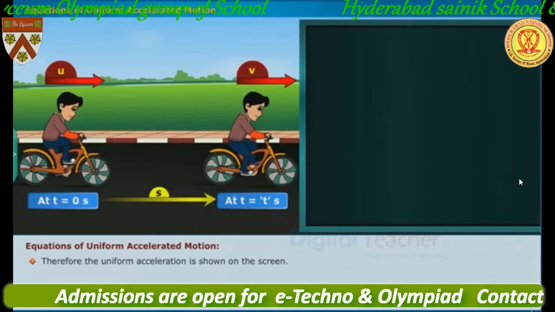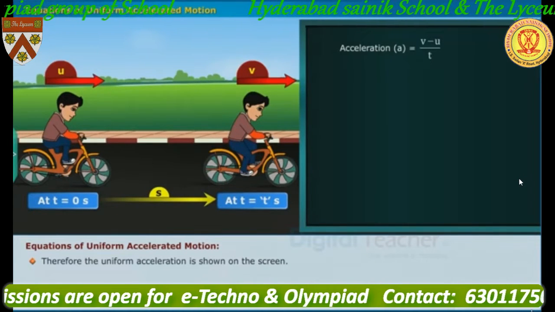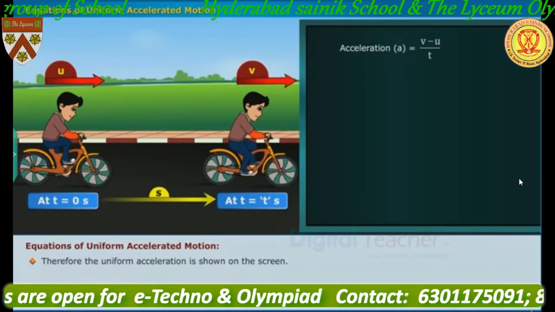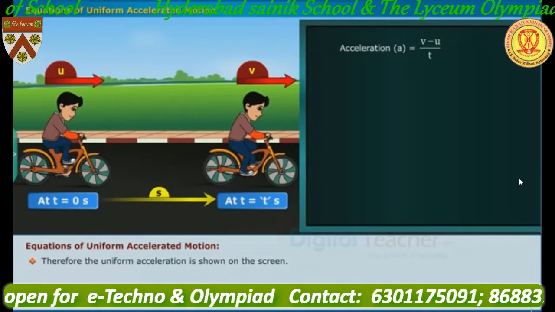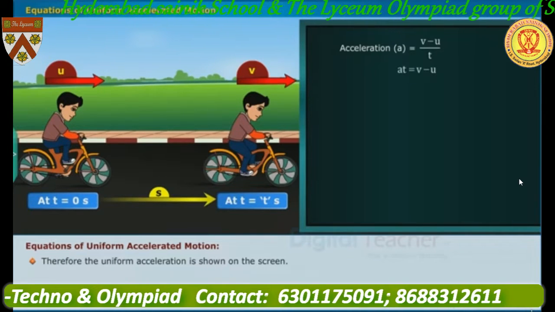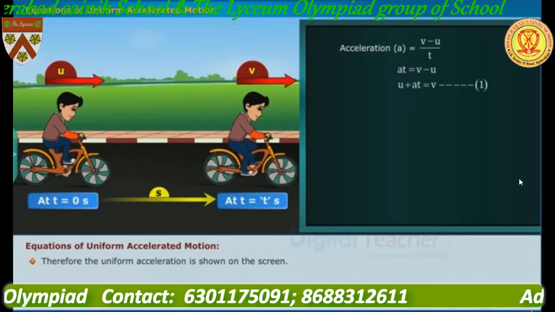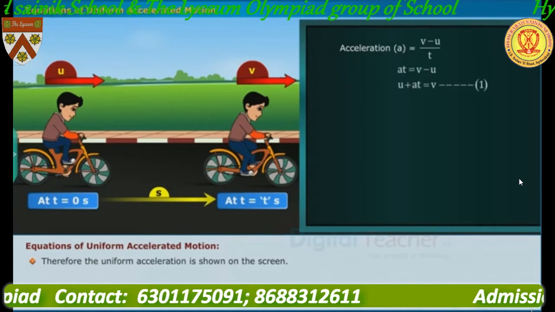Therefore, the uniform acceleration is shown on the screen. Acceleration a is equal to v minus u by t. Then a into t is equal to v minus u. That is, u plus at is equal to v. Consider it as equation 1.